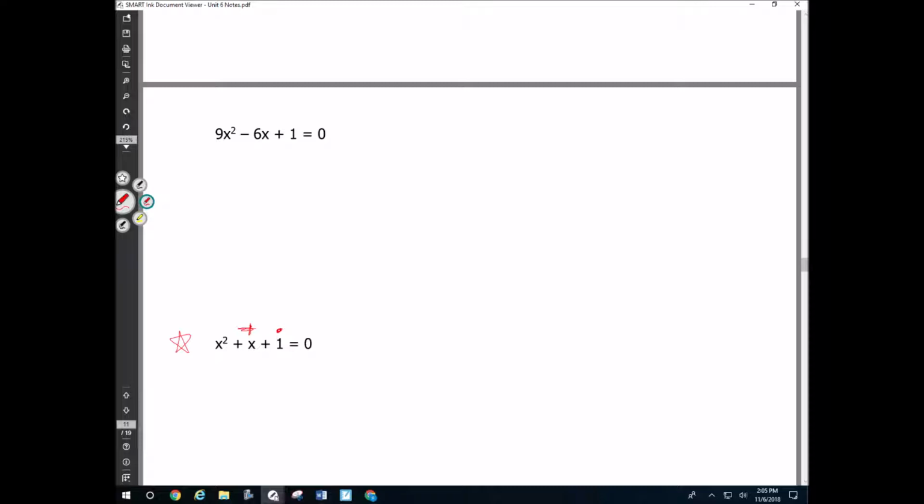One and 1, does that work? No, because 1 plus 1 is 2, so that should be x squared plus 2x plus 1. 1 and negative 1, does that work? Well, no, because 1 times negative 1 is negative 1, and 1 plus negative 1 is 0. So, looks like I'm stuck.